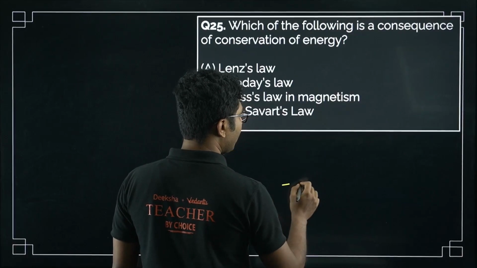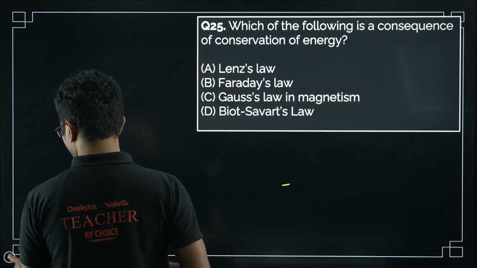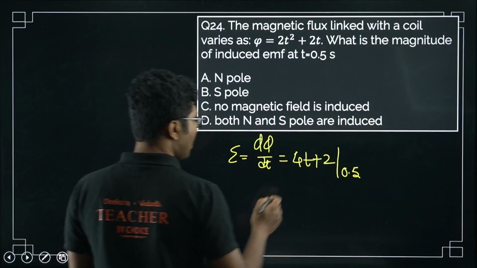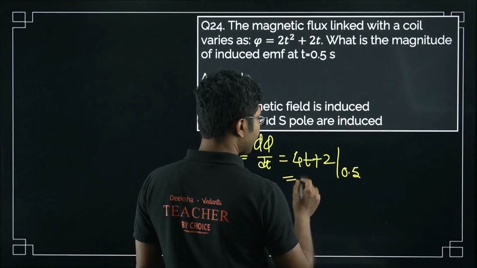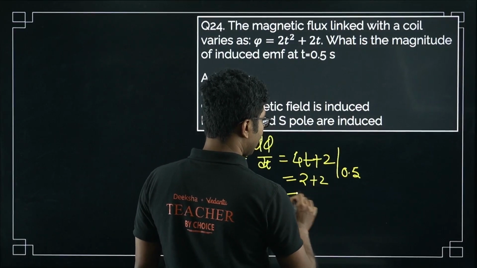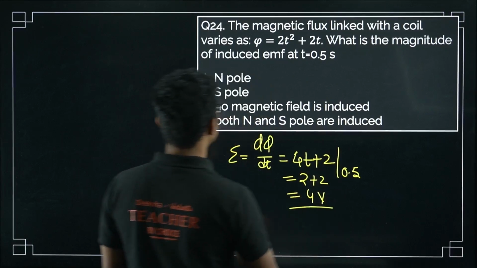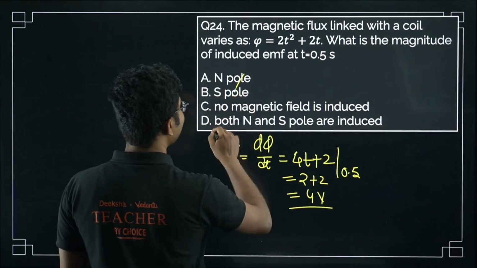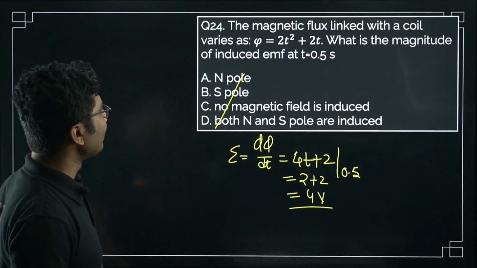So you have to put the value. So 0.5 into 4 is 2, 2 plus 2, that is 4 volt. I think the options given in this question are wrong. The answer will be 4 volts.